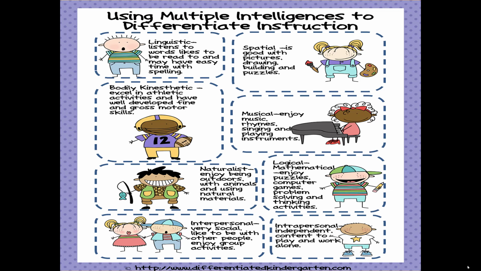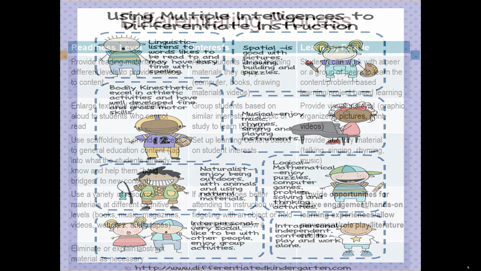Naturalists who enjoy being outdoors with animals and using natural materials. Logical, mathematical students who enjoy puzzles, computer games, problem solving, and thinking activities. You have interpersonal students who are very social. They like to be with other people and enjoy group activities. And finally, you have intrapersonal students who are very independent and they're content to play and work by themselves.